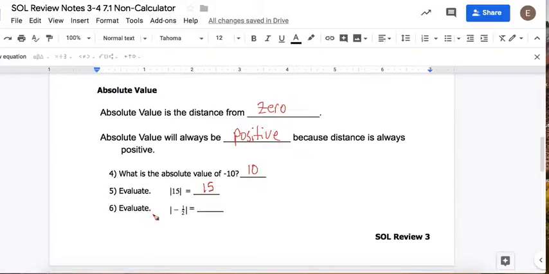And finally, evaluate absolute value of negative 1/2. How far is negative 1/2 away from 0? And the answer is 1/2, because distance is always positive. Okay, let's move on to the next page, where we're going to compare and order rational numbers.